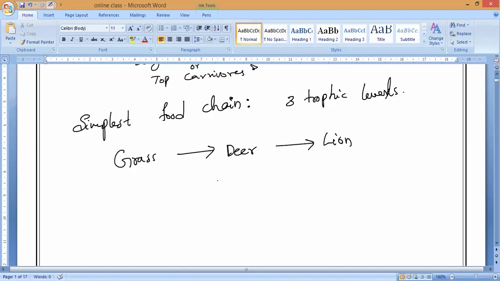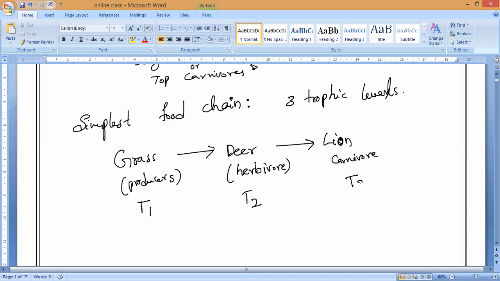Producers, herbivores, and carnivores. Yes. First, the grass is a producer, it is T1, the first trophic level. Next, as we know, deer is herbivorous or carnivorous? Herbivorous. So herbivores come under the second trophic level. And as we know, the lion is a carnivore, so it represents the third trophic level. Understand? In this simplest food chain, only 3 trophic levels are present.